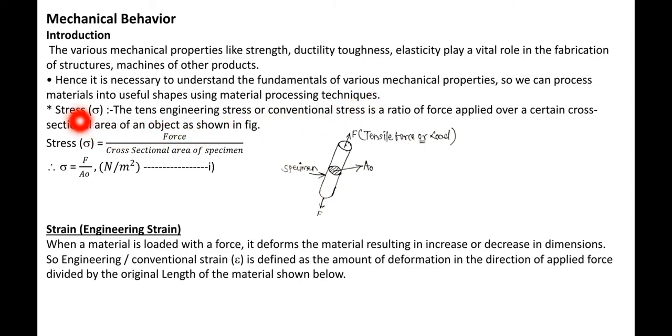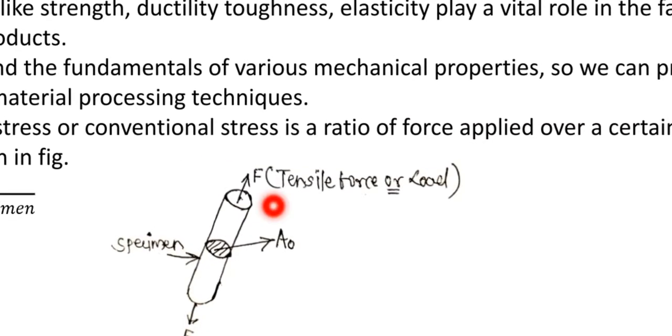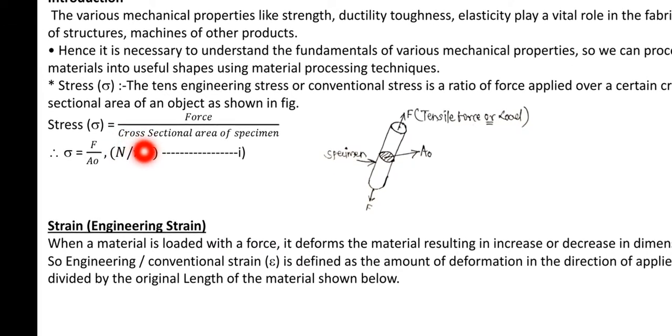Now stress, you are familiar with this. Stress is known as engineering stress or conventional stress. It is the ratio of the force applied over the cross sectional area of the specimen. Now you see this diagram. This is the specimen, a cylindrical specimen. The force is applied here and this is the cross sectional area. So here stress is force F divided by A0, where A0 means the original area of the cross section, and it is expressed in Newton per meter square.